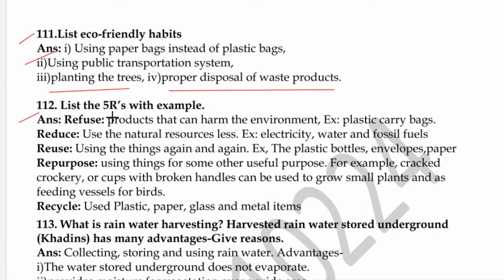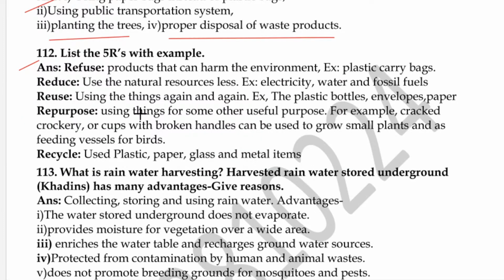Next question. List the 5 R's with example. We can see the 5 R's here. Number 1, refuse. Products that can harm the environment, we should refuse those. For example, plastic carry bags. Next one, reduce. We should reduce the use of the natural resources. For example, electricity, water and fossil fuels. Next one, reuse. Using the things again and again. For example, the plastic bottles, envelopes, paper, etc.